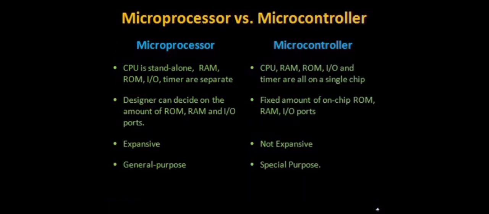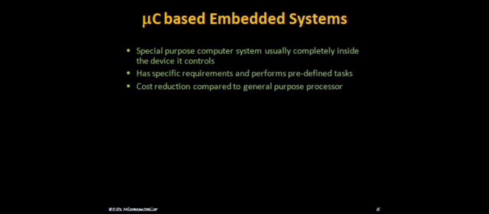Microprocessor versus microcontroller. In a microprocessor, the CPU is standalone; RAM, ROM, I/O and timer are separate. The designer can decide the amount of ROM, RAM and I/O ports. It is expensive and general purpose. In a microcontroller, the CPU, RAM, ROM, I/O and timer are all on a single chip, with a fixed amount of on-chip ROM, RAM and I/O ports. It is not expensive and is special purpose, as in C-based embedded systems.